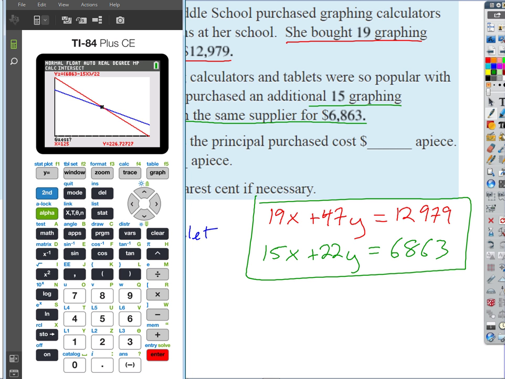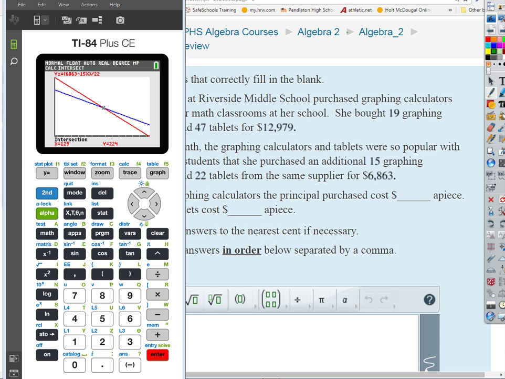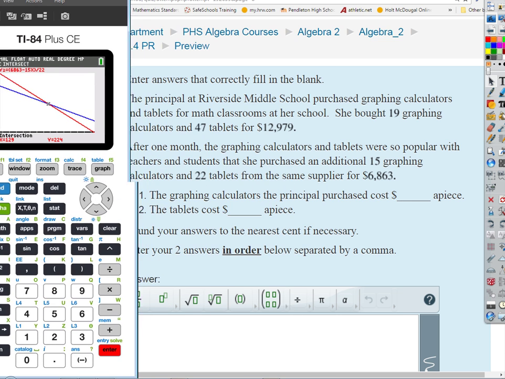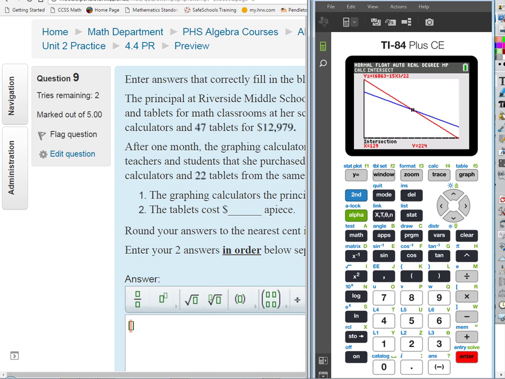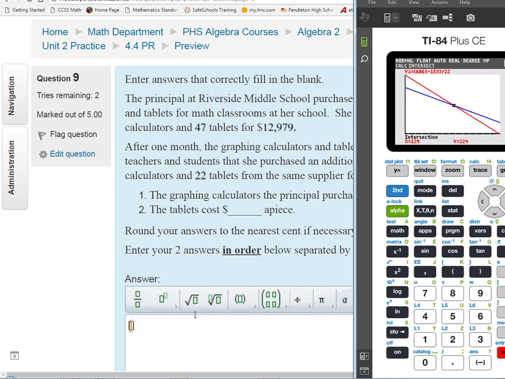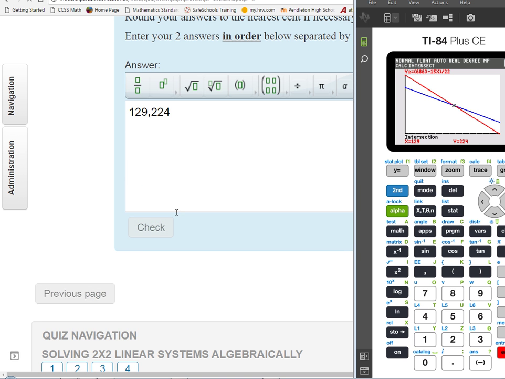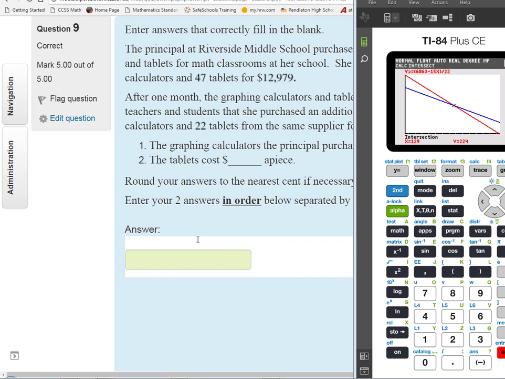Well, remember, the x value represents the cost of a calculator. So if I put this stuff in there, it just wants these in order separated by a comma. So the graphing calculator cost 129 and the tablet cost 224. Okay, that's it.